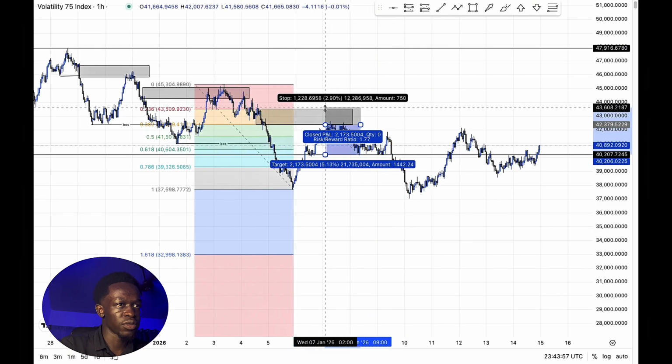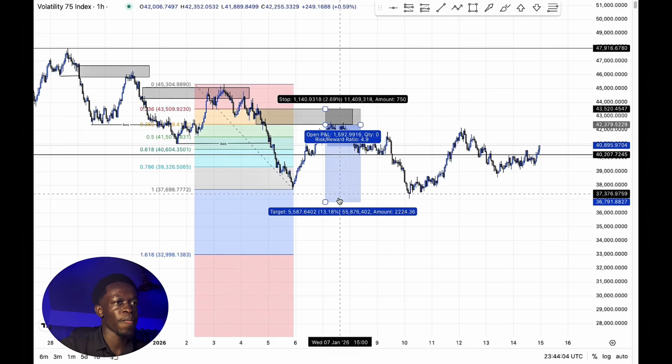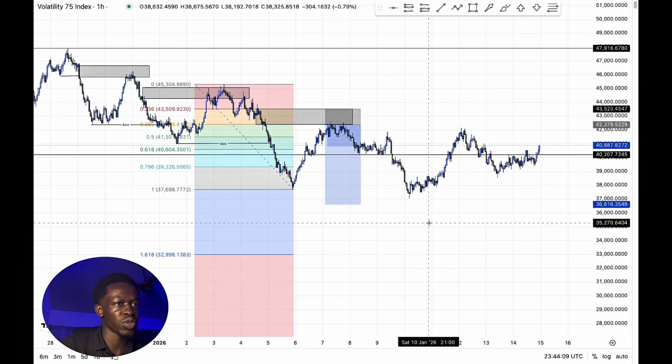I think this level. Yeah, this was where my stop loss was, and my take profit was below this level, around somewhere here, making it a 1 to 5 risk to reward.